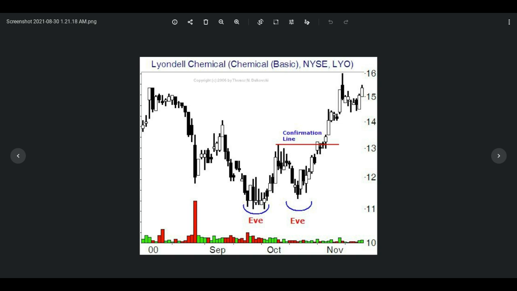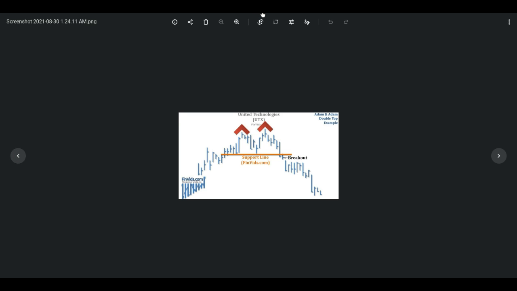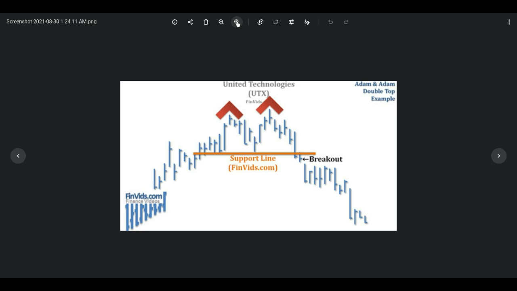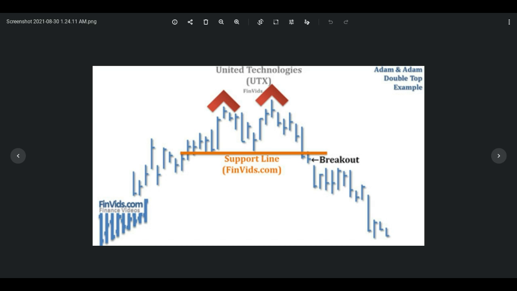Pattern number 12 is the double tops, also called Adam and Adam, which is what you're looking at on the screen. The directional bias of this pattern is bearish.